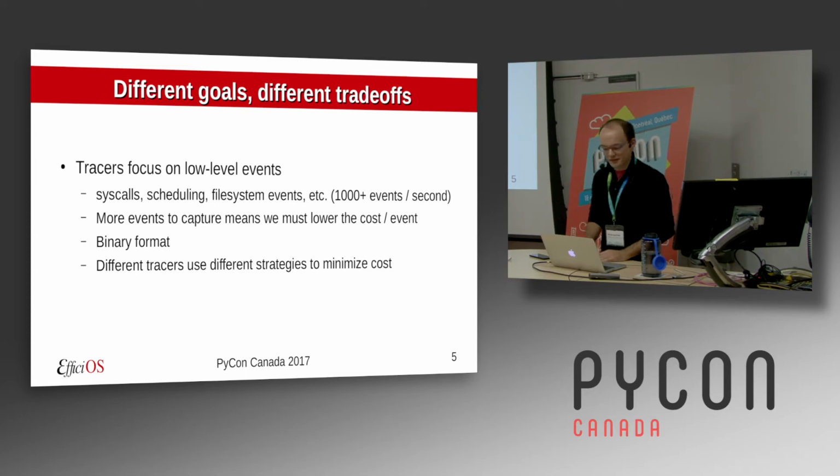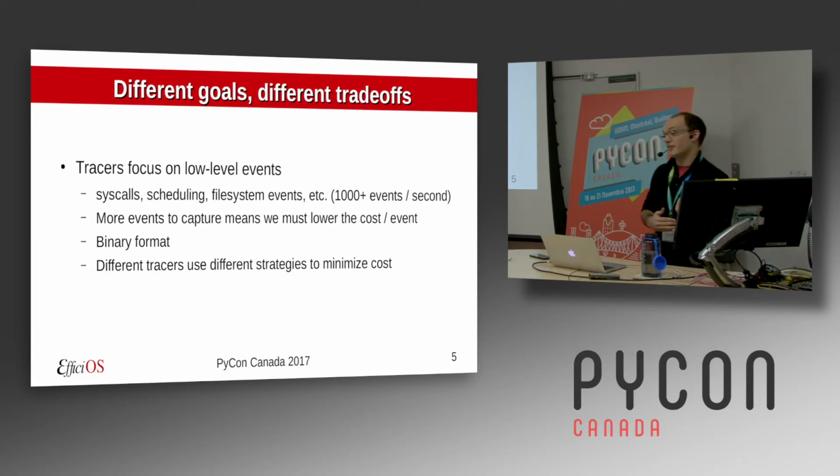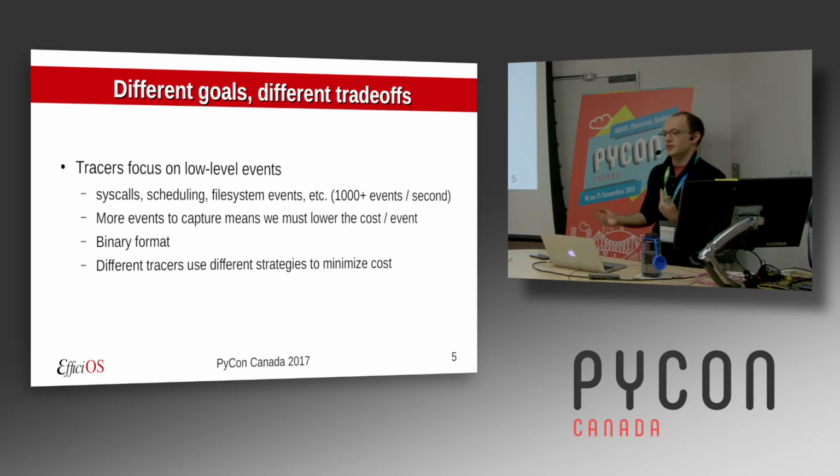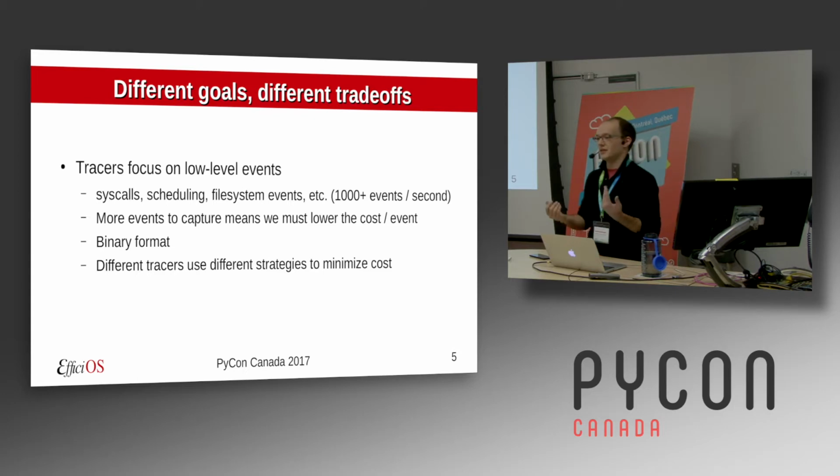So whereas a logger will deal with a couple events per second at most, we deal with thousands of events per second. So that means we must lower the cost per event, and that means we have to use binary formats, and that means you need to use either graphical viewers or, in the case of Babeltrace, a command line tool to decode the log.